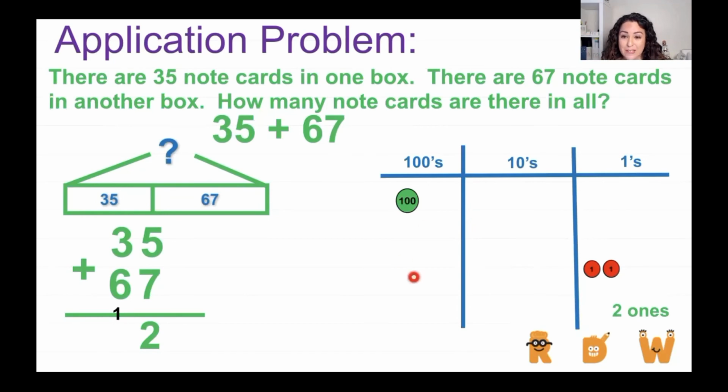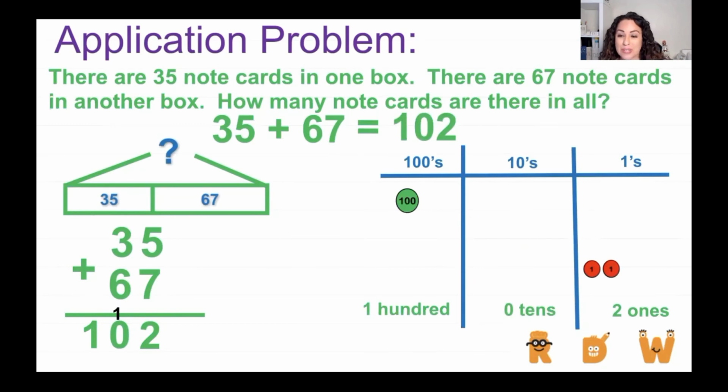And how many hundreds do I have? Now I have 100. Now I don't need to add anything else for my hundreds because there's no hundreds to add. So when I write my answer, I can just simply put it down like that. So it has to match. You can see I have 100, 0 tens, and 2 ones. And that's it. So you can see that 35 plus 67 is equal to 102. So there are 102 note cards in all.